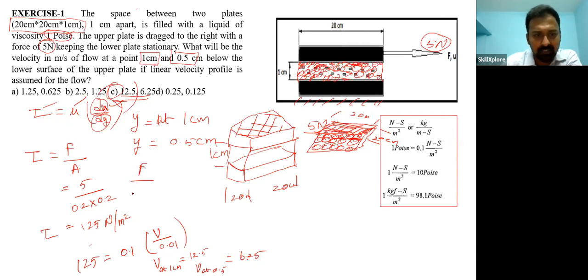You can directly solve that: F by area, which is equal to mu, 0.1, into v divided by 1 centimeter, which will give the velocity at 1 centimeter. So you can do it directly. The main thing is we have to remember the formula which is given at the top.